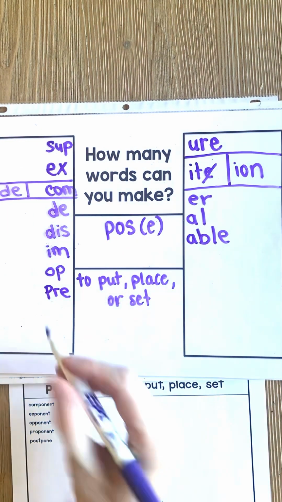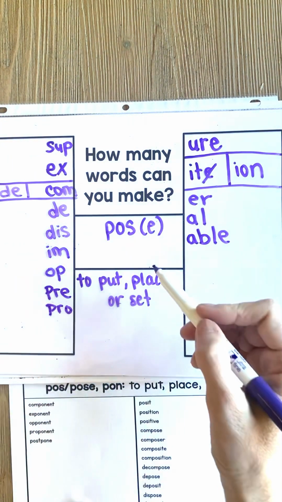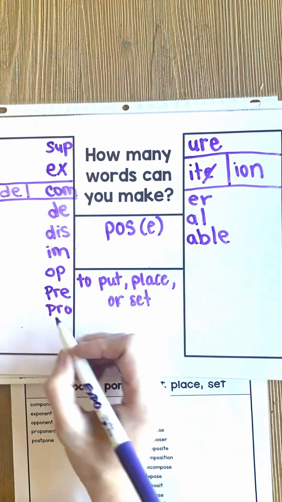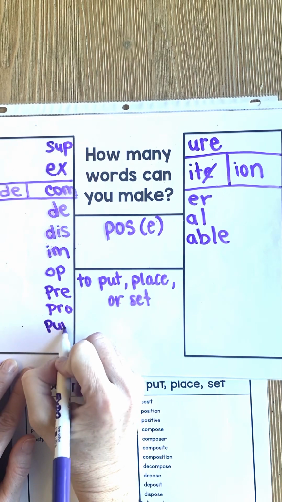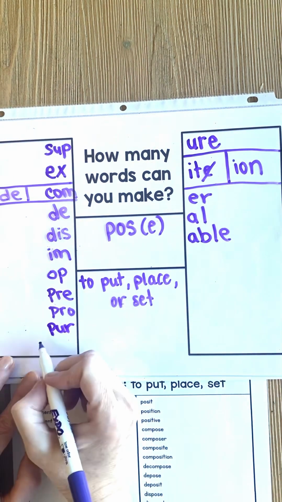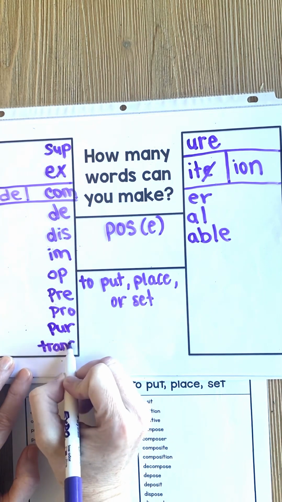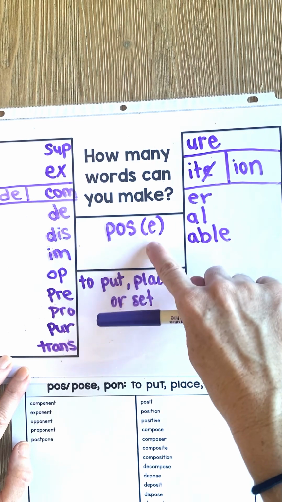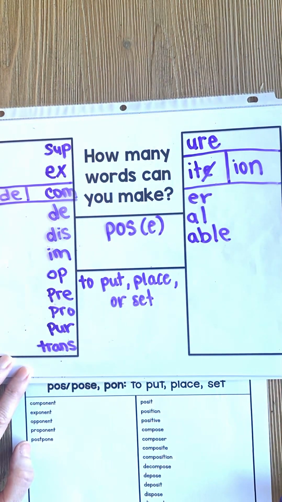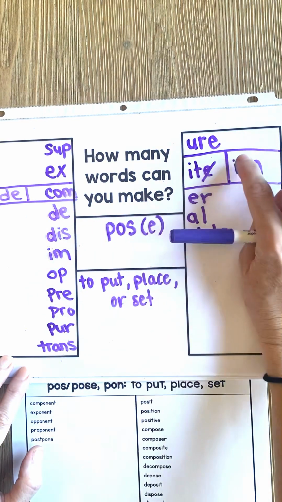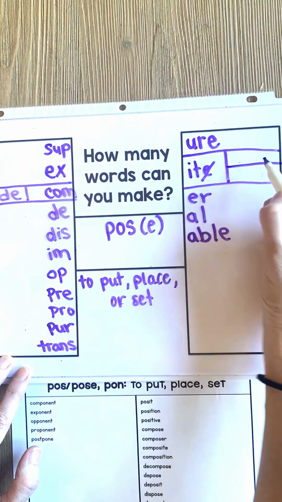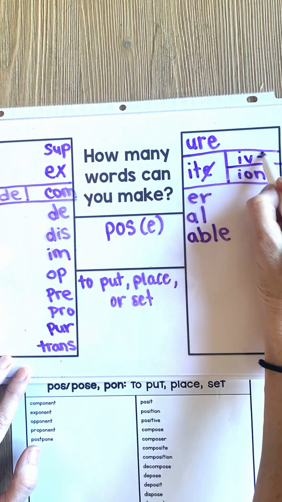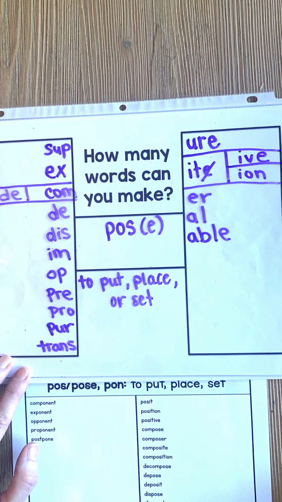preposition. We have propose, proposal, proposition, purpose, and then transpose. And then just going back to this, we also have just the regular word position. That's where position comes from. Or positive. So now I need to make this a scoosh smaller because I need to go positive. Like that. Kind of fun, huh?